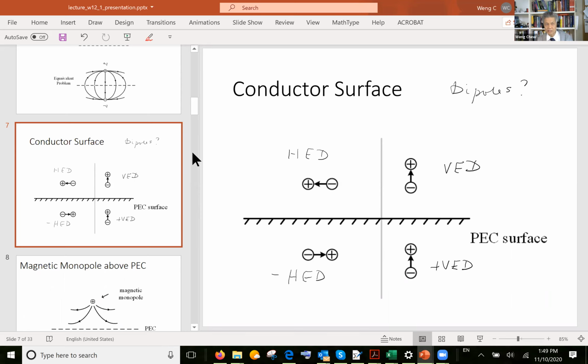Any questions so far? I have a question on the radiation of the electric dipole. Say we have the electric dipole antenna atop the PEC surface. Will it be amplified, or will the signal be decreased? What will happen? Well, what happens is that if this is a PEC, then the electric field inside will be 0.